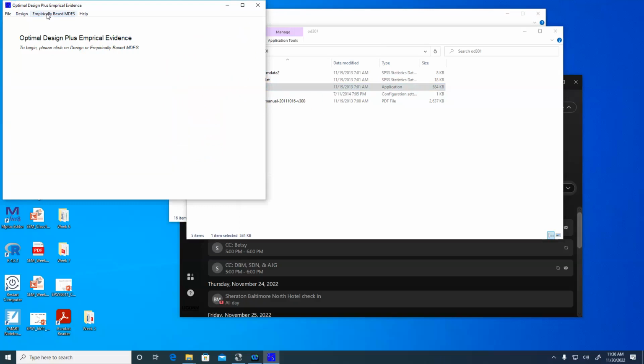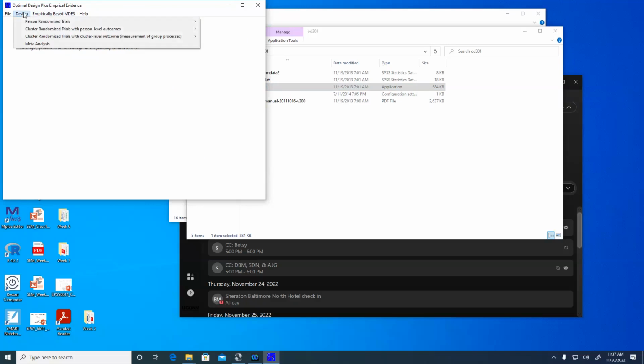And don't worry about empirically based MDES. We're not going to use that. Those other two files, they've actually created files that have data from other studies if you wanted to use that to come up with your own power, but we don't care about that. Okay, so don't worry about that.